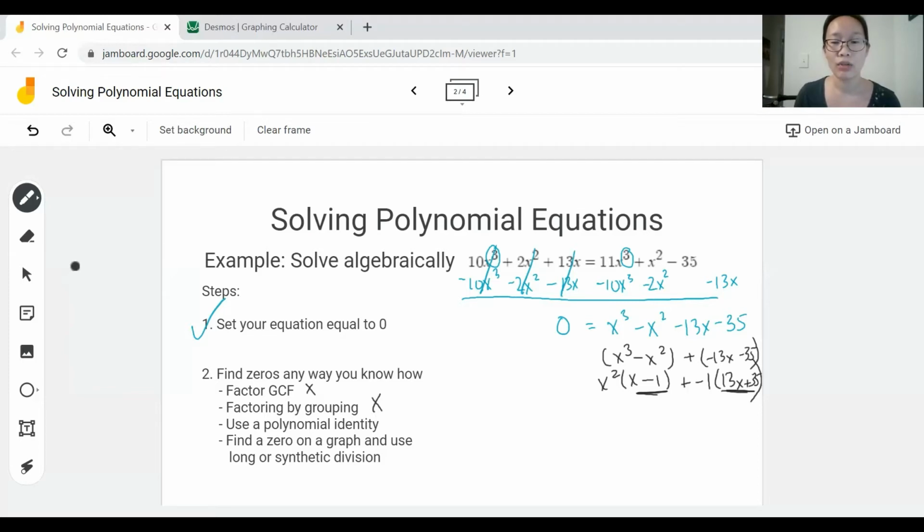I could try to use a polynomial identity, but this doesn't really match any template that I know. And so I think my best bet is going to be to find a 0 on a graph and then use long or synthetic division. And the reason why that works is if I say that 4 is a factor of 248, that means that 4 times something is going to be 248, and I can find what that something is by dividing by 4. So in the same way, I'm going to look for my 0 on this graph, and I'm going to divide my polynomial by that 0 and help to find the other factor.